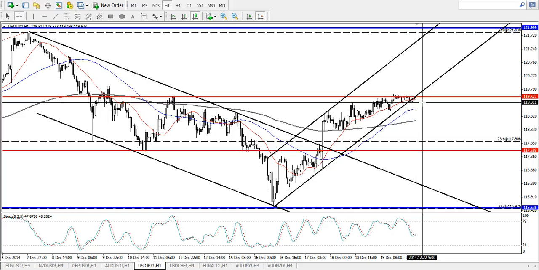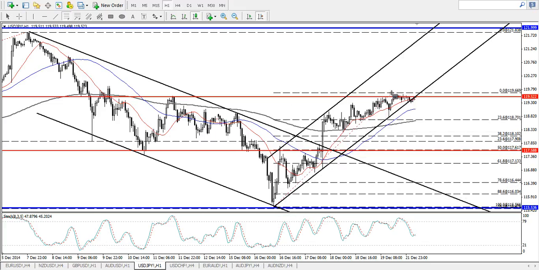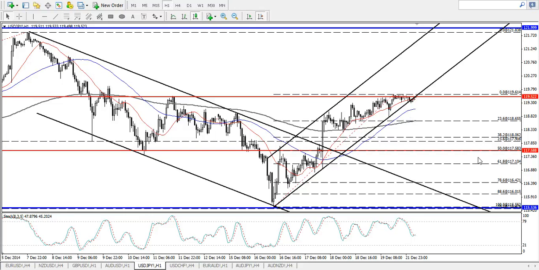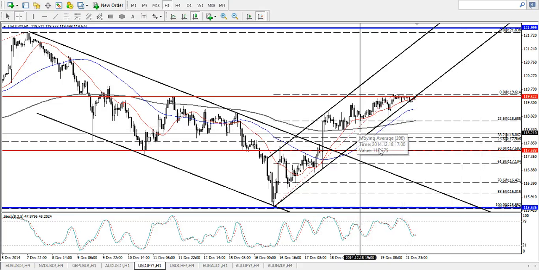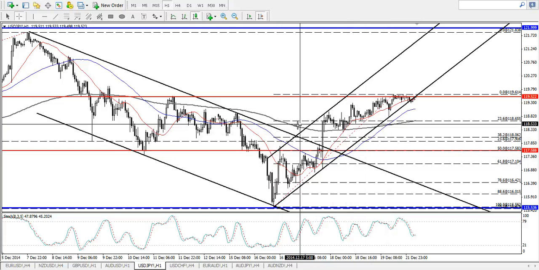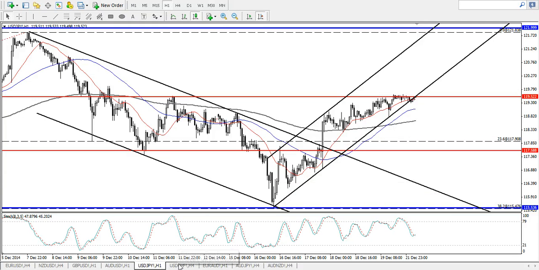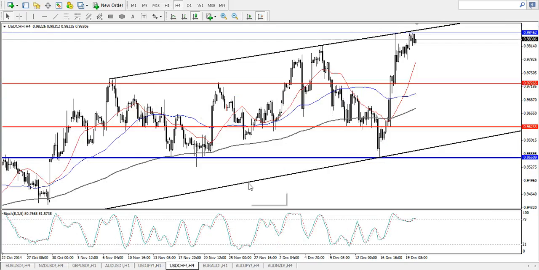So the first level we're going to look at is the 55 moving average, if it were to fall at this moment, and if not, we can always plot the Fibonacci retracement. The retracement level of 38.2% is at 118.06, followed by 61.8% at 117.10. Right, so these are the few levels to wait for the dollar against Japanese yen, and that's it for dollar against Japanese yen. Next, we have the dollar against the Swiss franc.